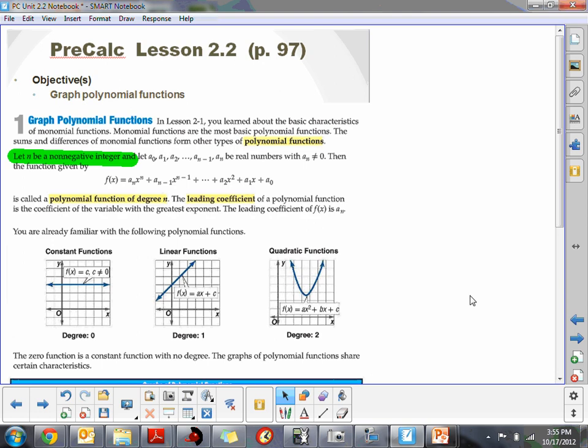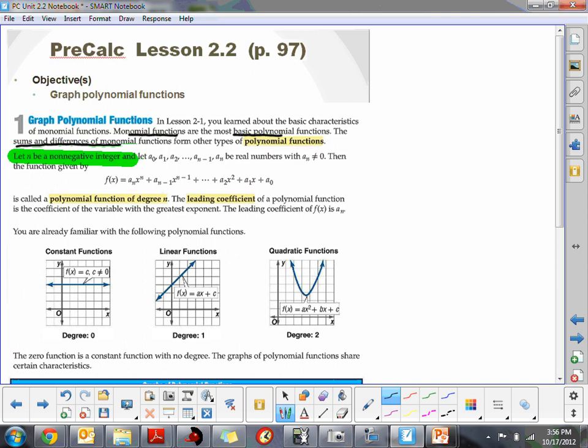First thing they do is they describe what a polynomial function is, because our job is to graph these polynomial functions. So in lesson 2.1, we learned about the basic characteristics of monomial functions, and that's what they're telling us here. Our monomial functions are the most basic polynomial function, and what we're going to do is the sums and differences of monomial functions to form other types of polynomial functions.